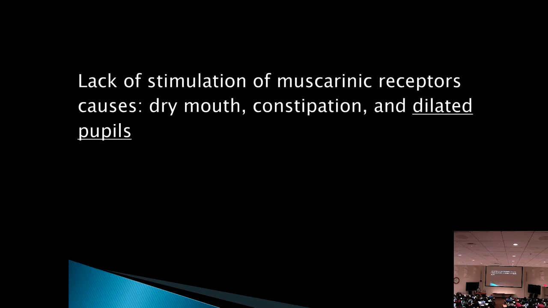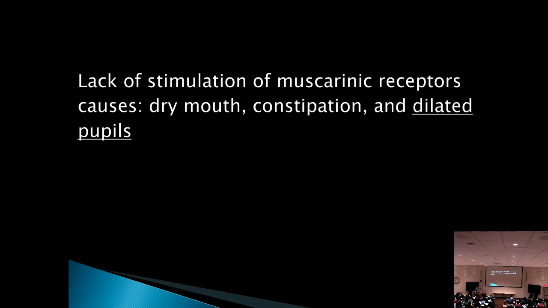Okay, so we don't stimulate muscarinic receptors. The most important one for you to know, for two reasons: one, it's just such a great exam finding, and the other, it should just jump out at you on a board vignette, is that we lose the acetylcholine that's continually stimulating the pupil. And so if you lose that, now the sympathetics, which remember dilate the pupil, are overactive.